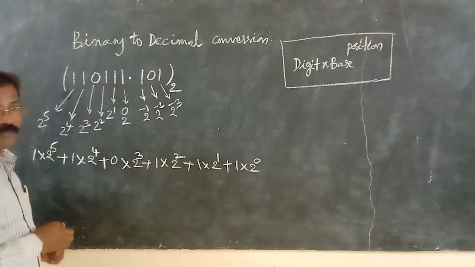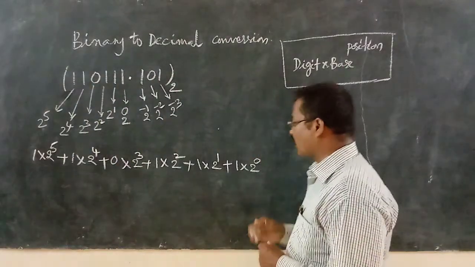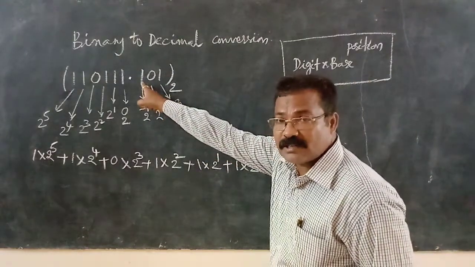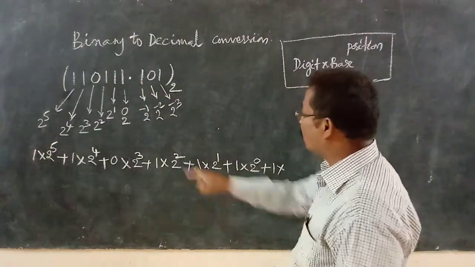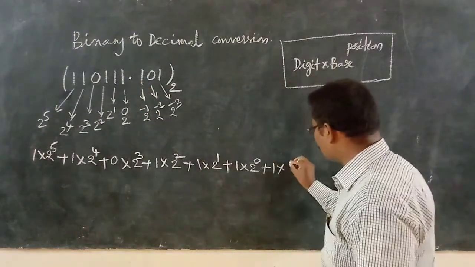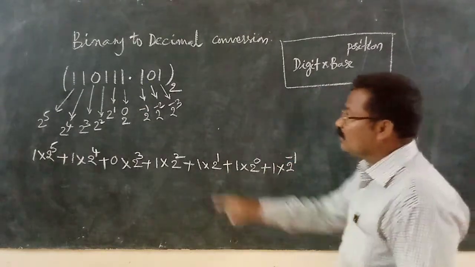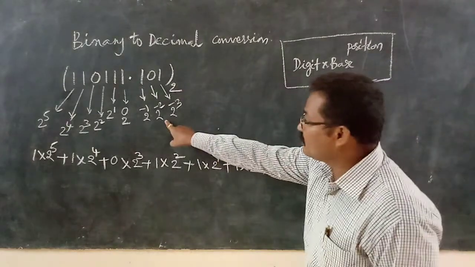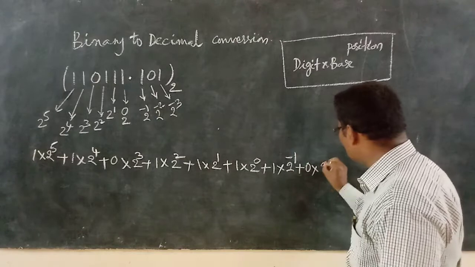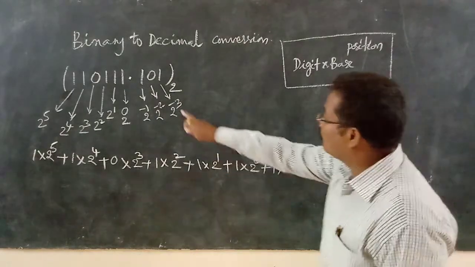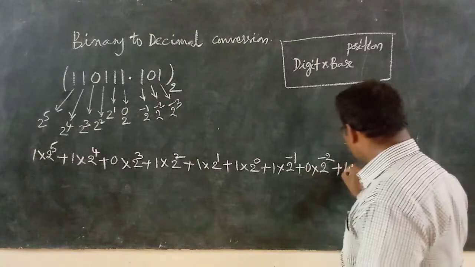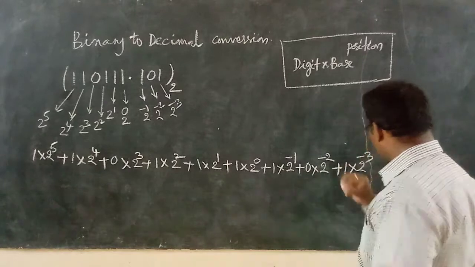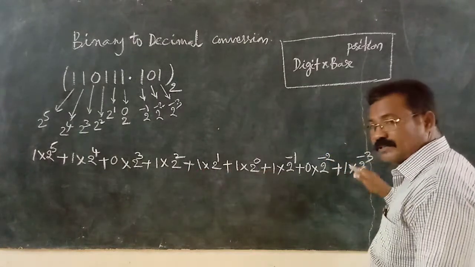Now we are coming to the fractional part. Plus, what is the digit here? 1. 1 into its positional weight, 2 to the power of minus 1. The second bit is 0, plus 0 into 2 to the power of minus 2. Plus, the last bit is 1, its positional weight is 2 to the power of minus 3. You have to simplify this expression.